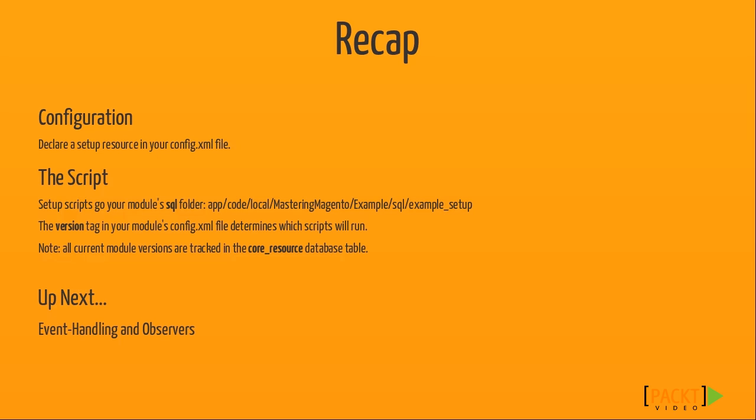So let's recap. Like most Magento development, we started out by editing our config.xml file and adding a setup resource. When we add the setup resource, Magento is going to look in our module's SQL folder for any installation script. It uses the version tag inside of our config.xml in order to determine which scripts need to be run. On a side note, all of the current module versions get tracked in a database table.